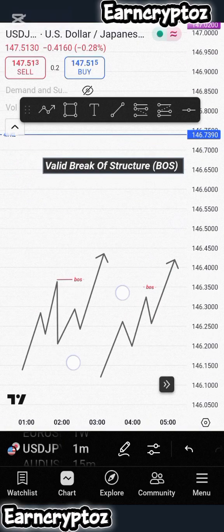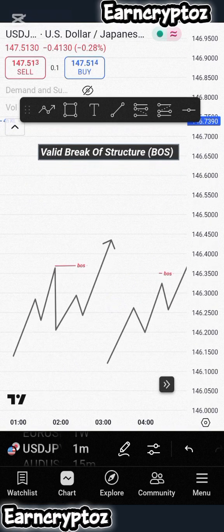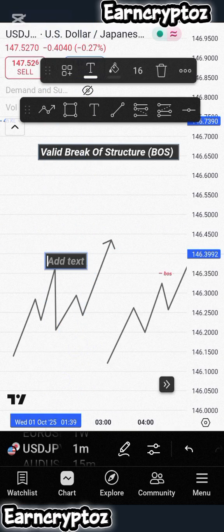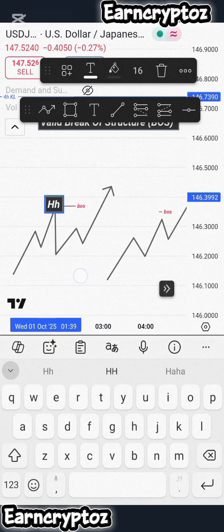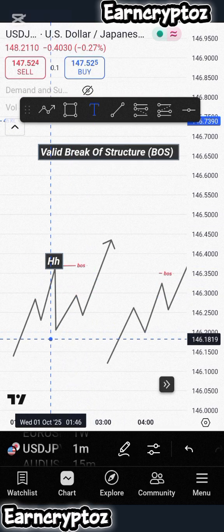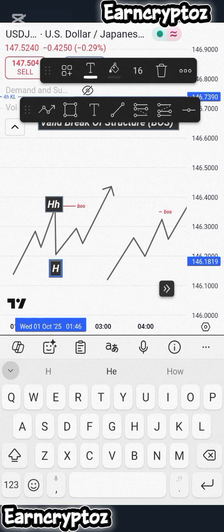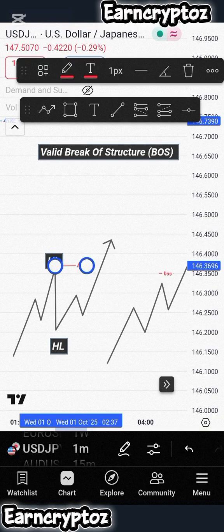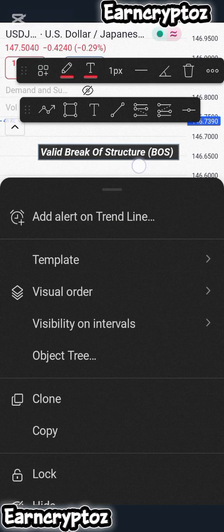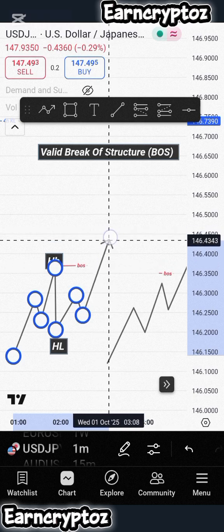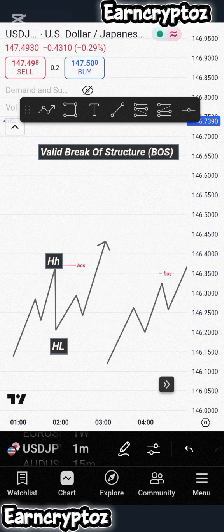Once you have your market structure identified, you can see your higher high and your higher low. Then you see the continuation move. That shows you that we have a break of structure right here. The break of structure must be valid in the sense that the price must close above this higher high, so that makes it a valid break of structure.